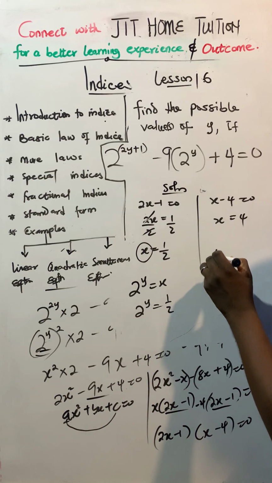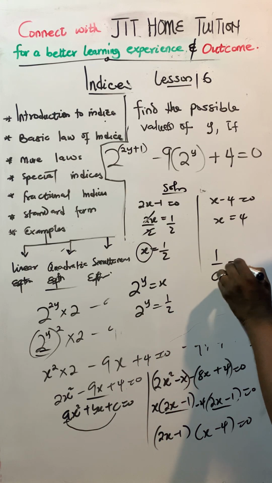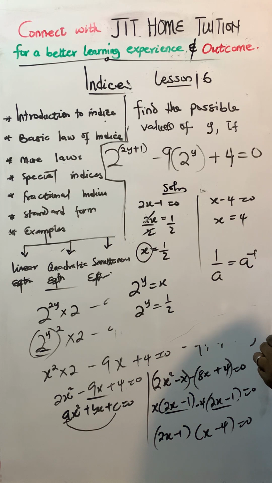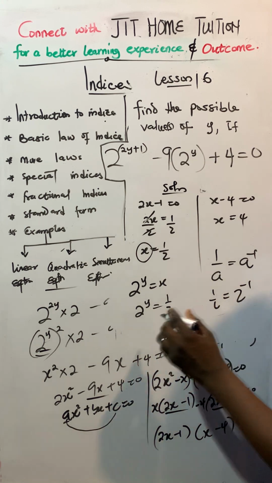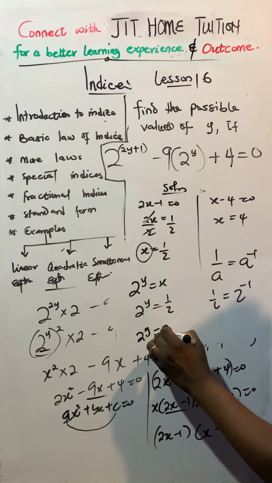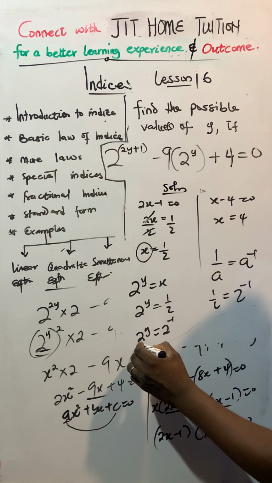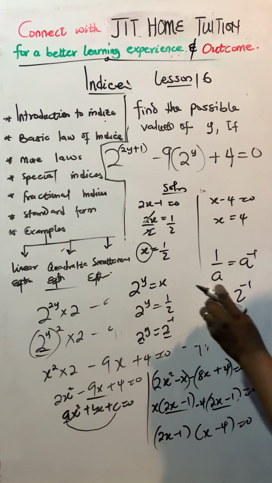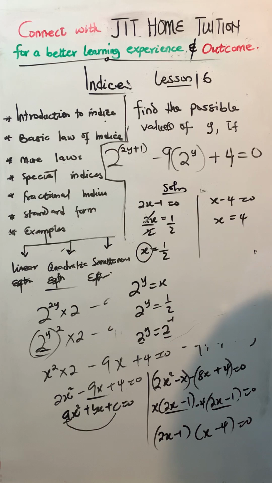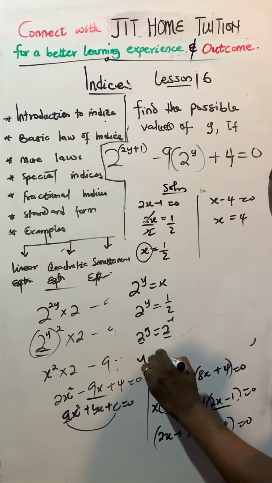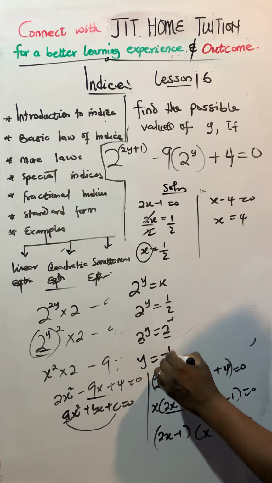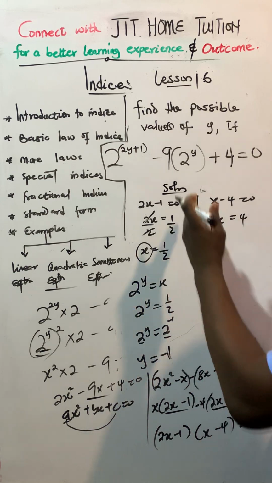Now, what we said is that when you have 1 over a, it is the same as a exponent -1. So if you have 1 over 2, it's the same as 2 exponent -1. So you have 2 exponent y equal to 2 exponent -1. Since the bases are the same, what do you do? You equate the powers. And the value of y will now be equal to -1. So this is for this side.